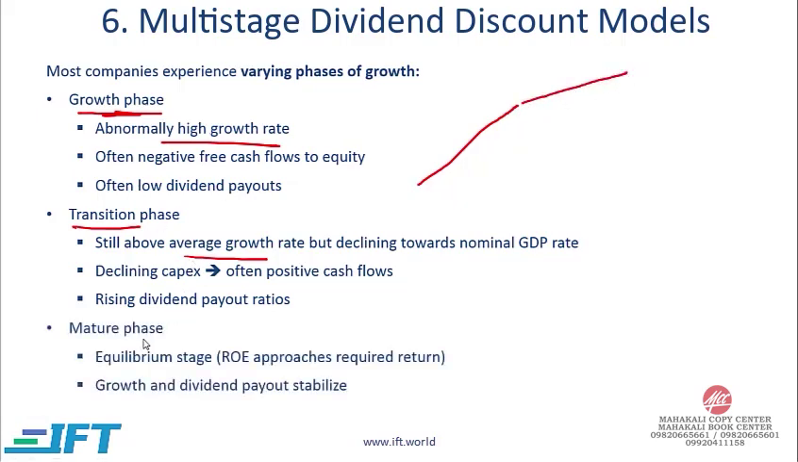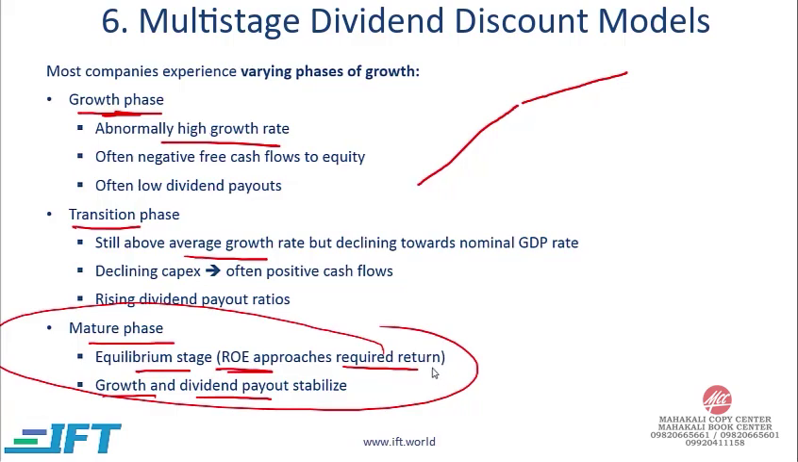And finally, we have a mature stage where the return on equity generally starts approaching the required rate of return. This is the equilibrium stage. The growth and dividend payouts stabilize. And this is where we use the Gordon growth model.